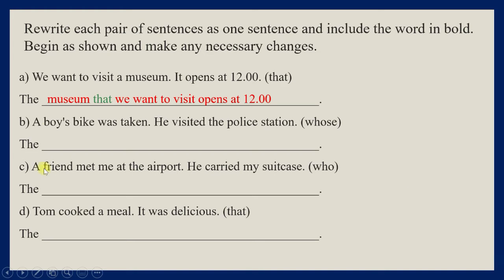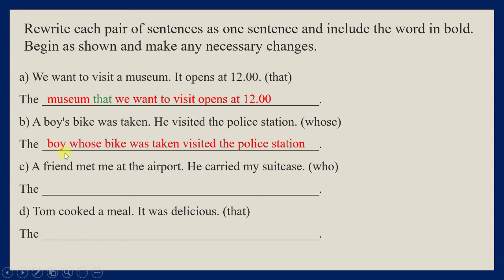And I made this that in here green because we can remove it from the sentence and the sentence will still be correct. B. A boy's bike was taken. He visited the police station. Whose? The boy whose bike was taken visited the police station. How could we tell we could use whose? Because the noun after whose, bike, belongs to the noun or the noun phrase before whose, the boy.